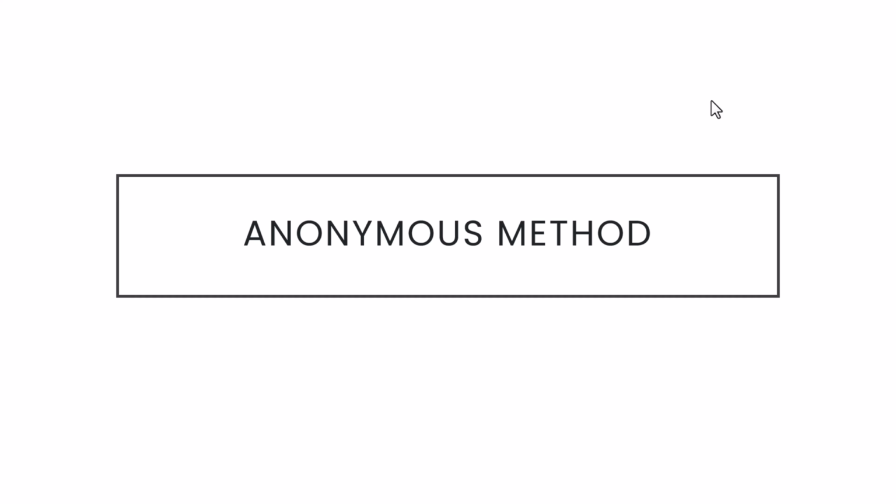In this video, we'll discuss anonymous methods. First, we'll understand what an anonymous method is, when to use it, and the syntax of an anonymous method. Then we'll show you an example of an anonymous method, and I'll show you the code as well and explain. So without wasting time, let's start understanding what an anonymous method is first.